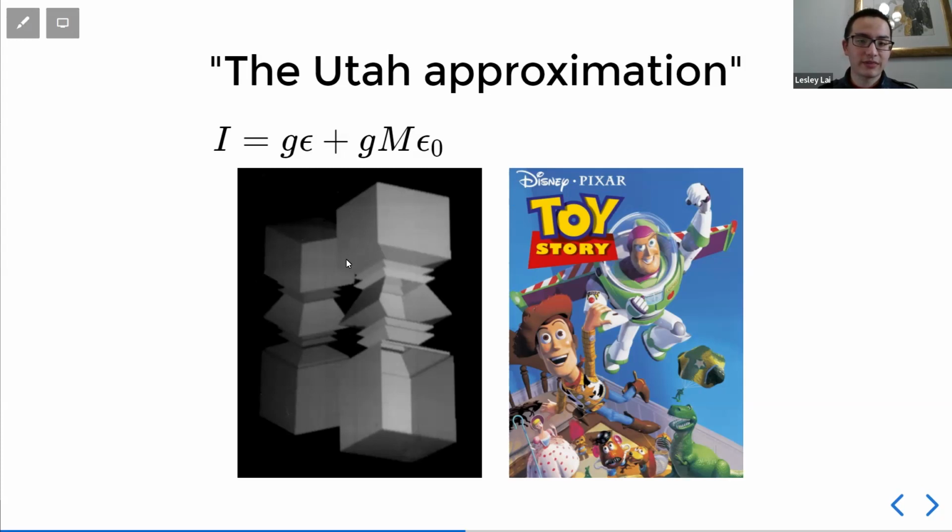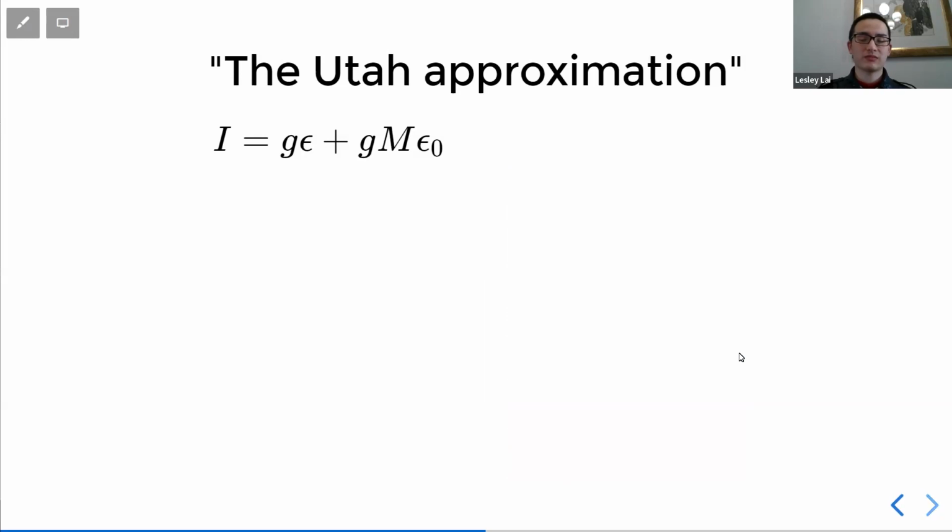And the Utah approximation starts very easy. This is an early image that the researchers at the University of Utah can produce. And this is what our rasterization pipeline can do. It can produce pretty good images, but with a lot of extensions to the original algorithm.